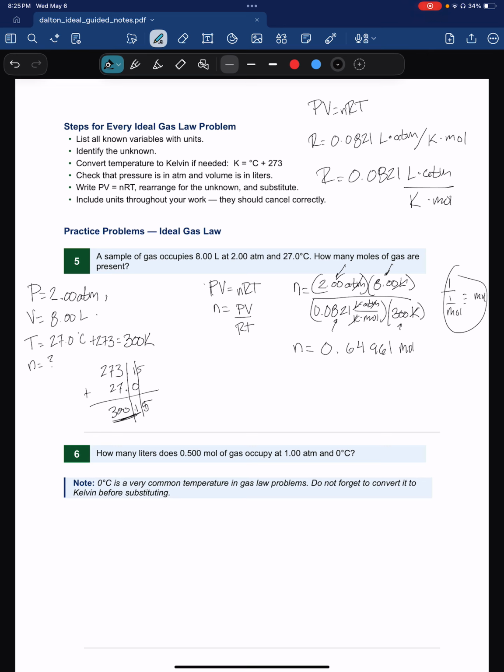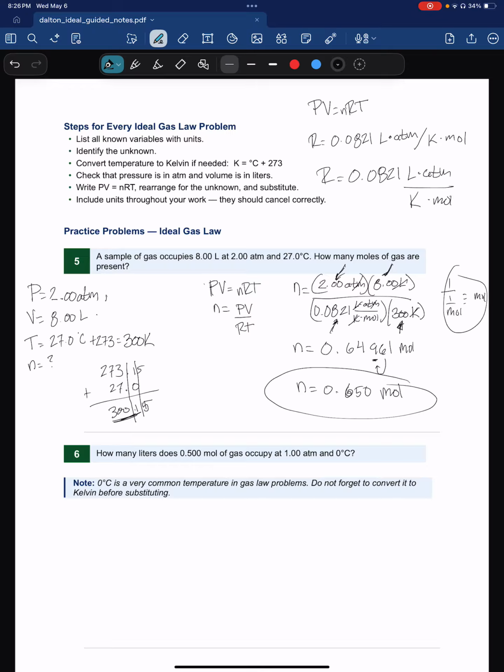Either way, it doesn't actually matter if the temperature has 3 or 4 significant figures, because we have 3 here and 3 here and 3 here, which means we need 3 in our answer. And so if this is our last term here, then we round up like this, and we get 0.650 moles of gas. And that's my answer. All right. Not too shabby. Let's keep going, shall we?